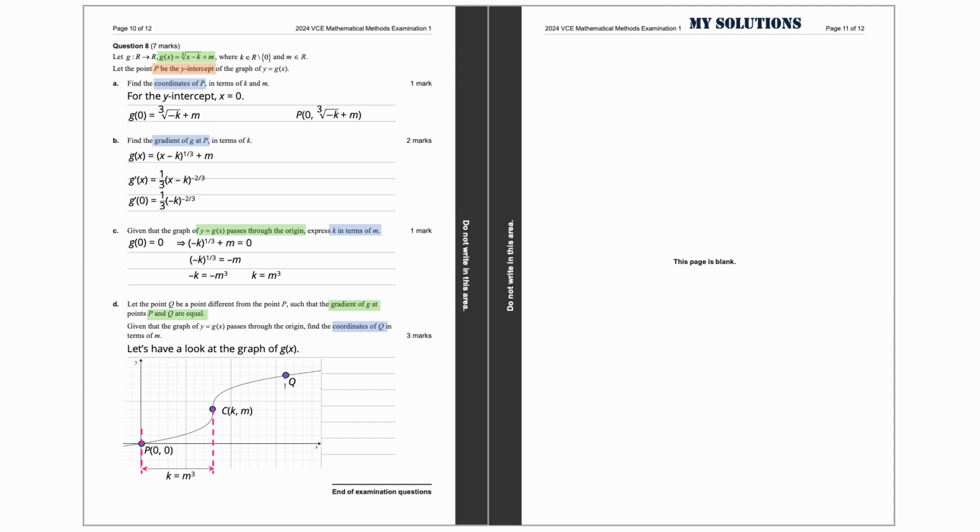The distance between C and Q is going to be exactly the same as the distance between P and C, which is k equals m cubed. And this happens because the 2 points are equally distant from the center C. So the x-coordinate of point Q is 2m cubed. We are going to do the same thing on the vertical axis. The distance between P and C on the vertical axis is m, and the same with the distance between C and Q on the vertical axis is m. So the y-coordinate of point Q is 2m.